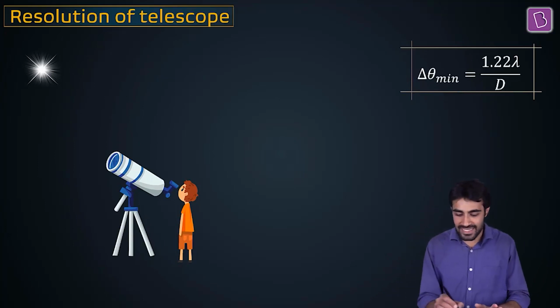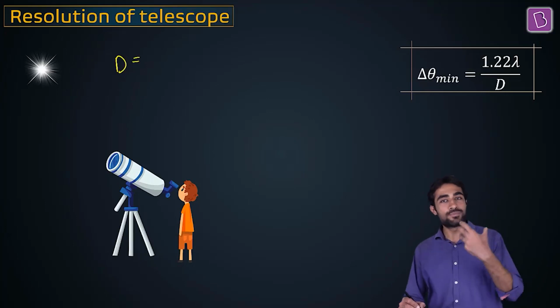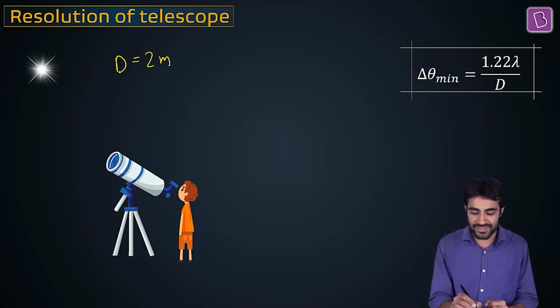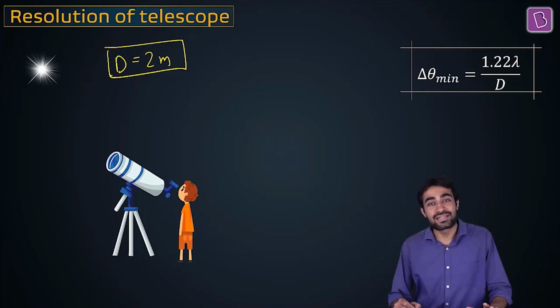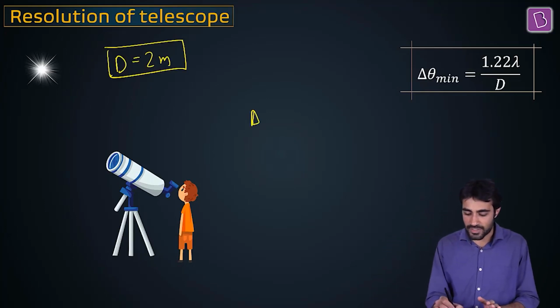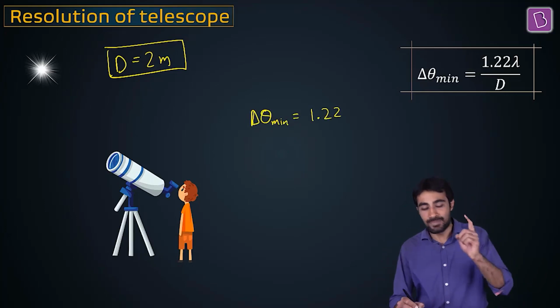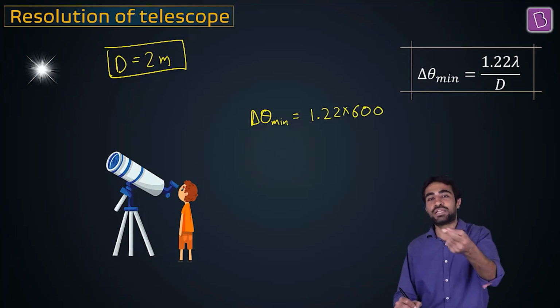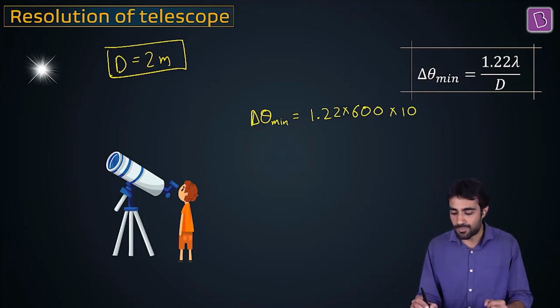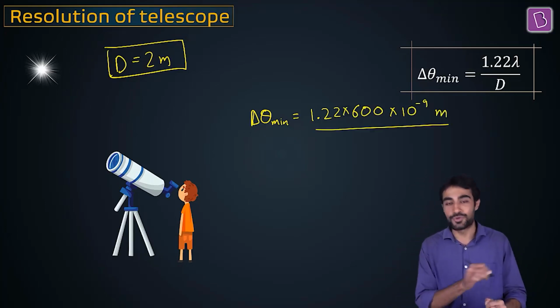What is d? D is the diameter of the optical instrument, and we can see in our case the objective lens has the diameter of 2 meter. Now let's put the values and get the value of delta theta minimum. This is coming out to be 1.22 times lambda. Lambda was given to be 600 nanometer. Now let's convert nanometer into meters. So we multiply by 10 raised to power minus 9.